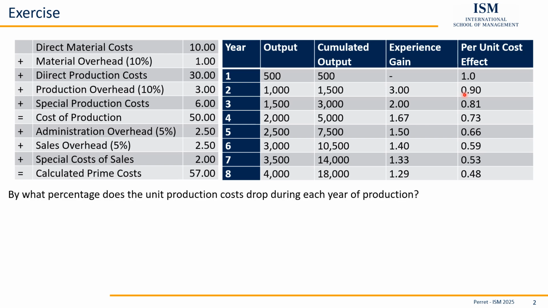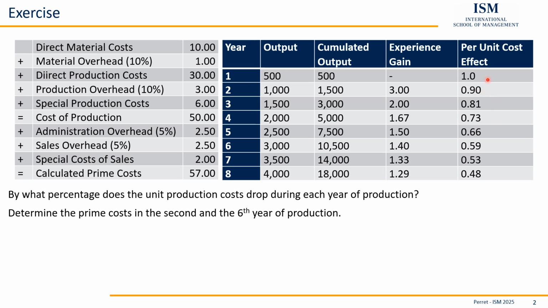That's actually also one of the two parts of our exercise. First, we should determine the percentage by which production costs drop during each year of production, and then we need to determine the prime costs in the second and sixth year of production. And for the first part, unit production cost decreases during each year of production. That basically means by what percentage do I change if I go 1 year further.